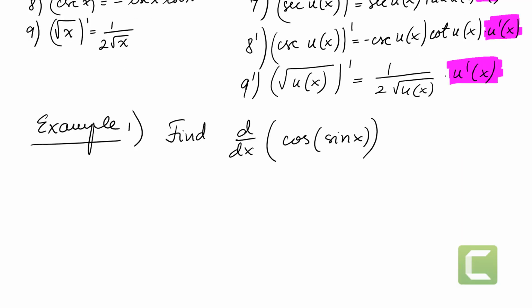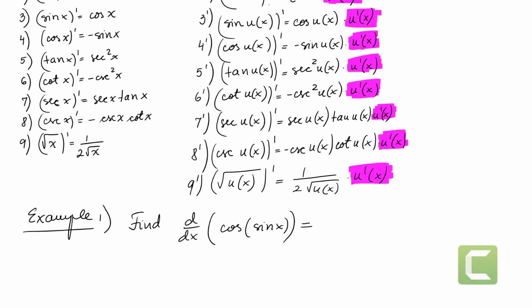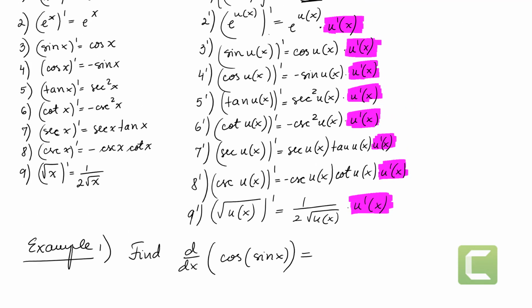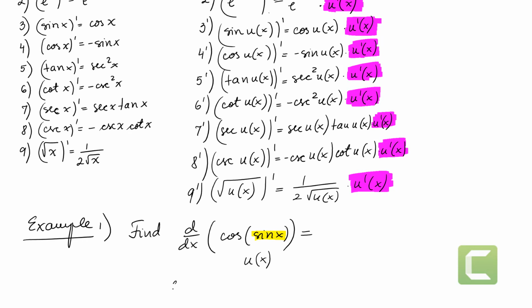So let's say we have, find the derivative with respect to x of cosine of sine of x. So if we take a look at all the formulas that we have, the outer one is cosine and the inner one is sine of x. So basically this would be the u of x. So we should think, what is cosine of u of x prime? So cosine of u of x prime is the 4 prime formula. I just use the prime. So it's going to be negative sine of u of x times u of x prime.